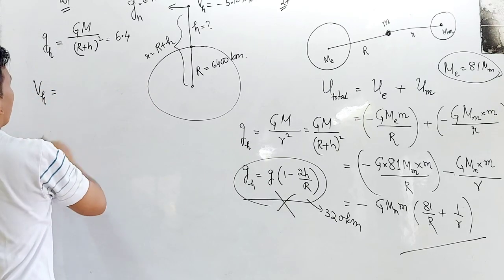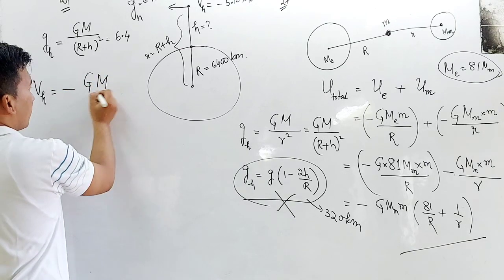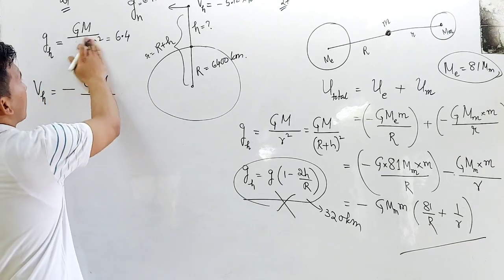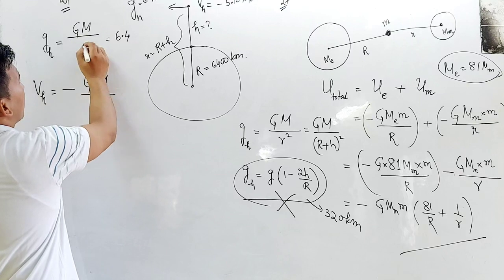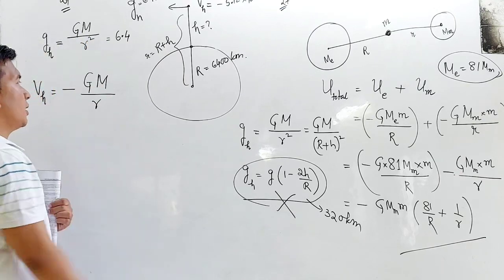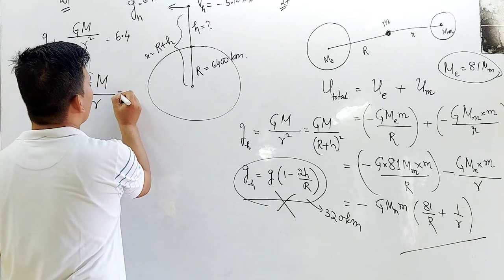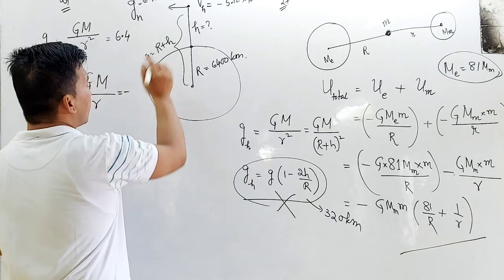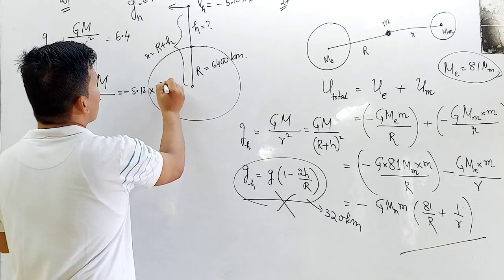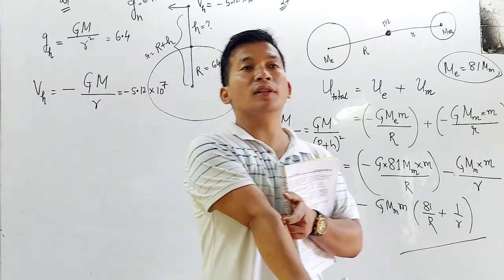Potential will be equal to minus capital G capital M divided by effective distance r. Effective distance is small r, so small r square. And my value will be equal to minus, it is 5.12 into 10 to power 7. We have to calculate the value of h.